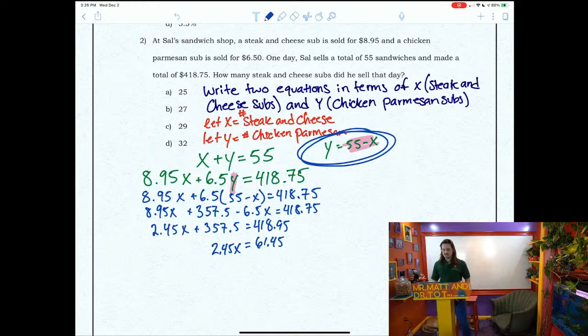Combining like terms on the left-hand side, 8.95x minus 6.5x is going to give us 2.45x plus 357.5 is equal to 418.95. Subtracting the 357.5 on both sides, we get 2.45x is equal to 61.45, and then we just need to divide on both sides by 2.45. And so 61.45 divided by 2.45 is going to be 25.08. And that's closest to 25. Answer selection A.